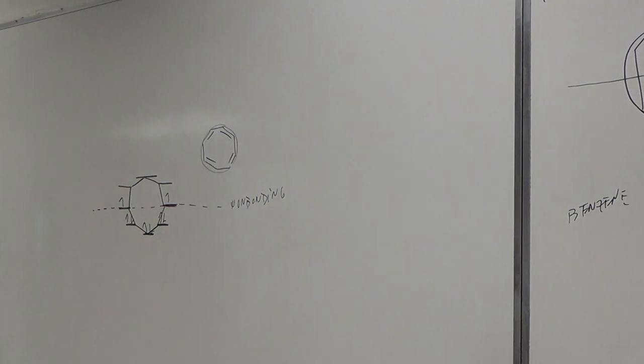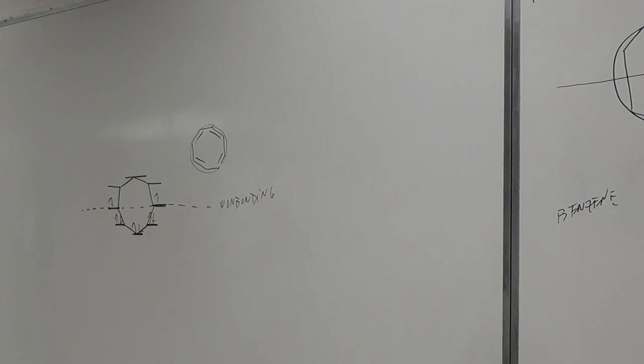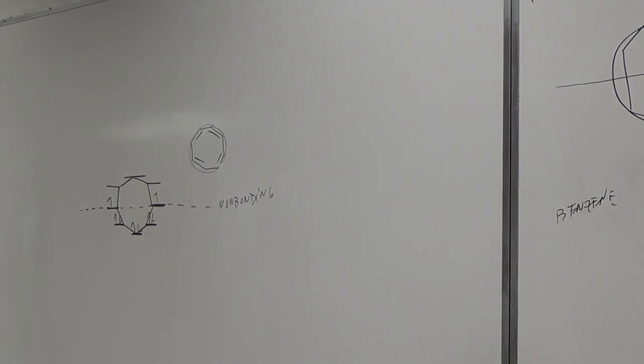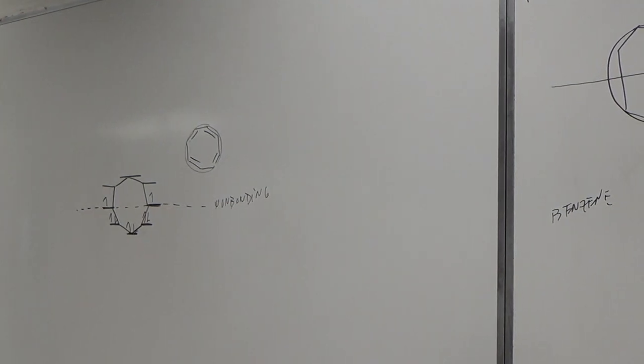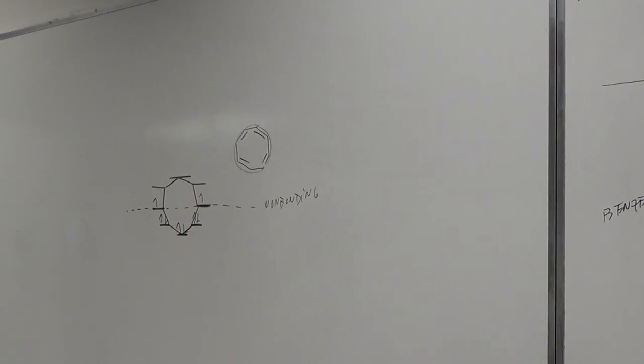Guys, Frost circle. Inscribe the thing in it. If it's below non-bonding, it's called aromatic. That's it. Don't find the answer to life yet. Finish the course and then ask somebody else for that.